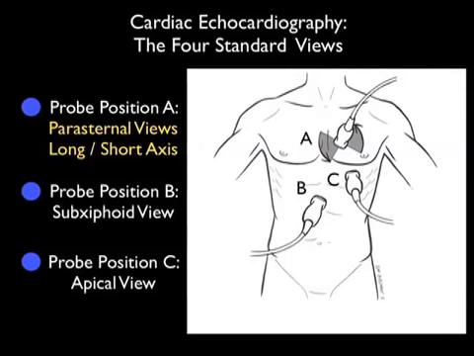Now the first two goals from the parasternal long axis view of the heart are, first of all, to look for left ventricular contractility. The second goal is to investigate for a pericardial effusion. Let's begin by looking at some clips going over left ventricular contractility.